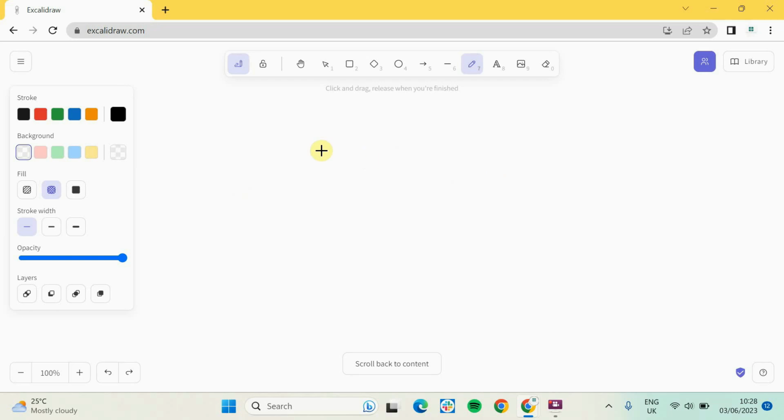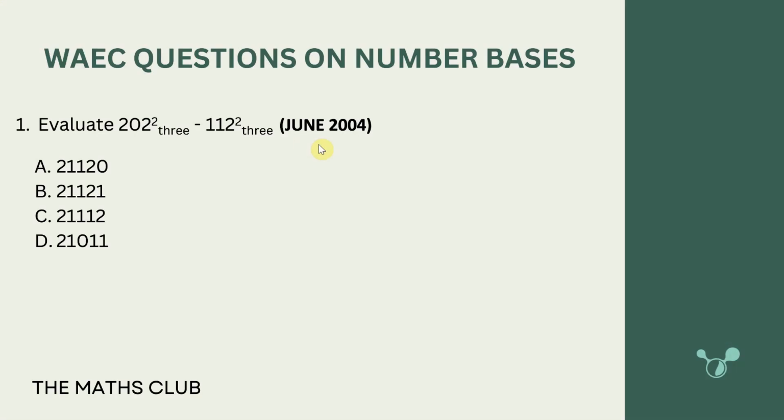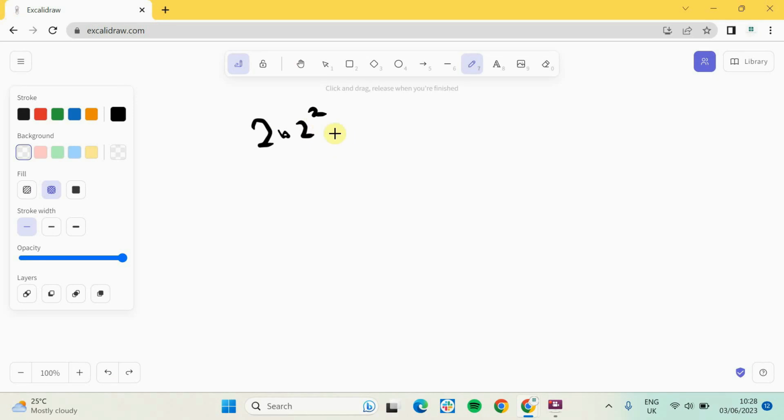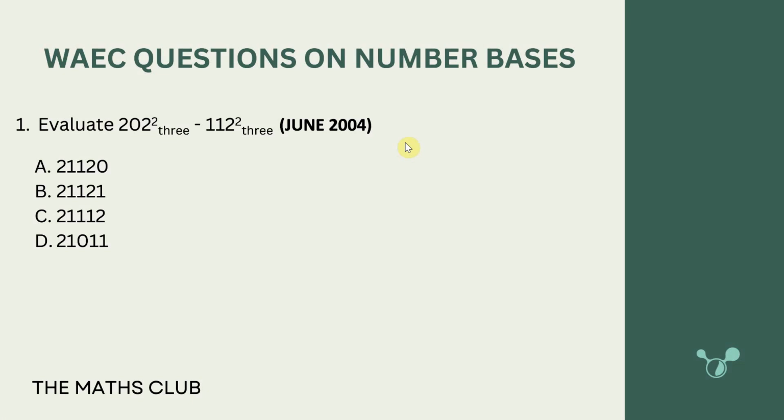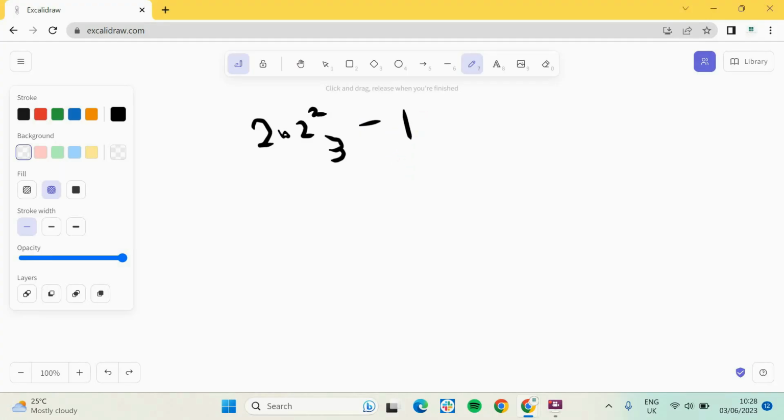So we have 202 squared in base 3 minus what? 112 squared in base 3. Let's take this first one. So if I were to multiply 202 like we have been doing, right? I will multiply it twice.